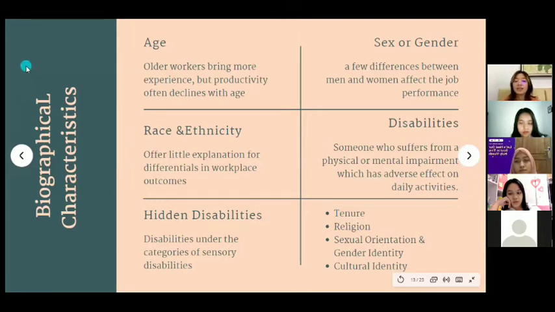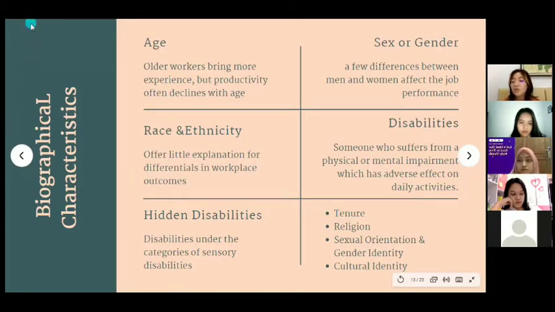The next one is hidden disabilities. Some disabilities may not be obvious or are invisible unless the individual decides to disclose them. These disabilities fall under categories of sensory disabilities, for example, impaired hearing, autoimmune disorder, chronic illness or pain, etc.